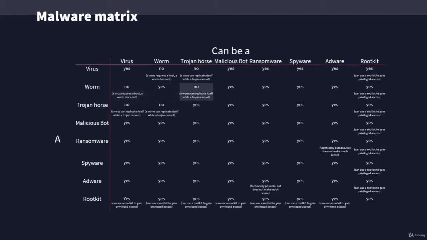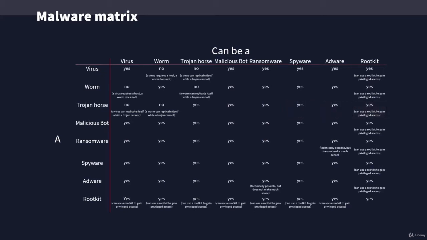Also, a worm cannot be a Trojan horse, because a worm can self-replicate while a Trojan cannot. Again, besides that, a worm can be any other type of malware, such as a bot, ransomware, spyware, adware, and similarly to the virus, it can use a rootkit to gain privileged access. After the worm, let's talk about Trojan. As we already mentioned, a Trojan cannot be a virus or a worm, but similarly to the worm and virus, it can be other types of malware such as bot, ransomware, spyware, adware, and rootkit.